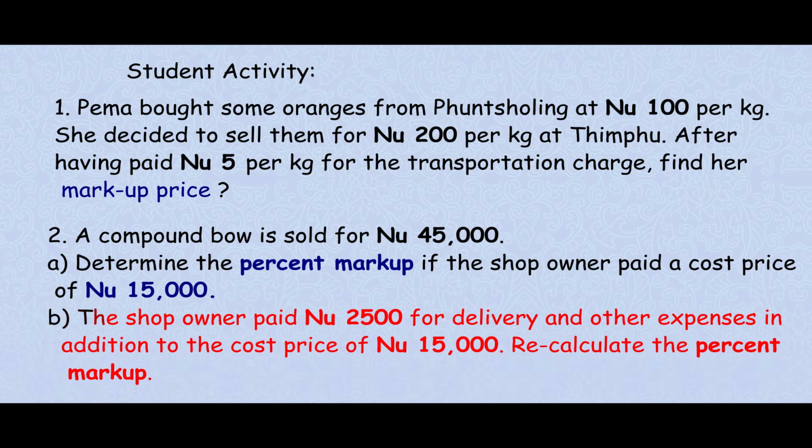B. The shop owner paid Nultrum 2,500 for delivery and other expenses in addition to the cost price of Nultrum 15,000. Recalculate the percent markup. So there are some expenditures that are going to add to the cost price. After that, you can recalculate the percent markup. So these are two questions for the markup.